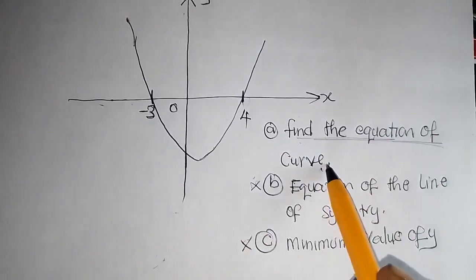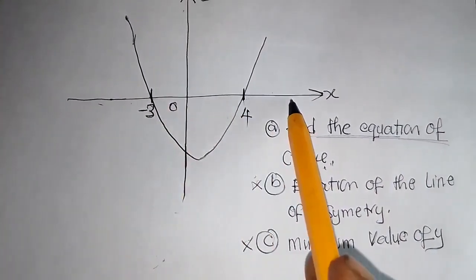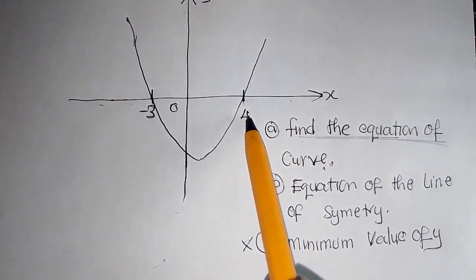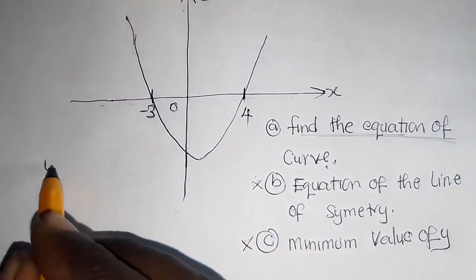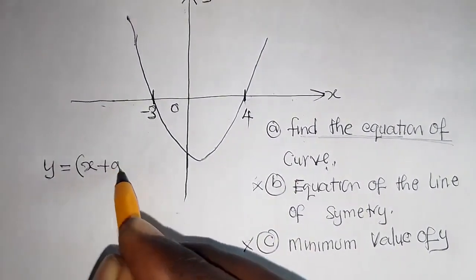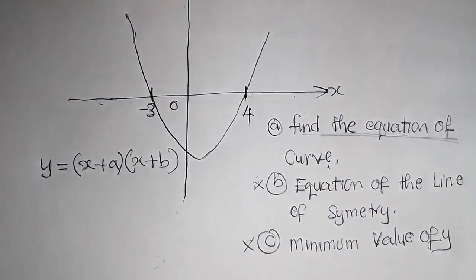Of the curve, what are you going to do? You get these two numbers which are given in the x-axis. So that is what? That is 4. Have you seen? So before you even progress, you say y is equal to, so you say x plus a, x plus b. This is what you need to do.